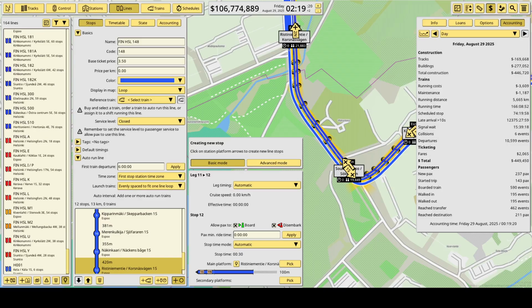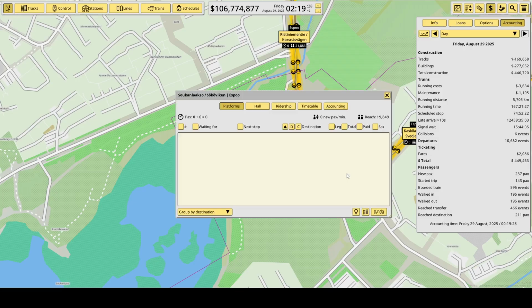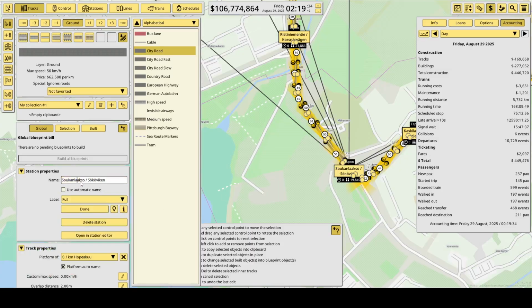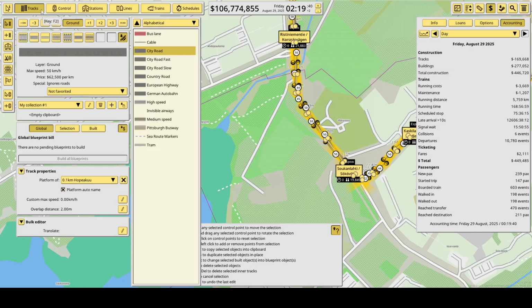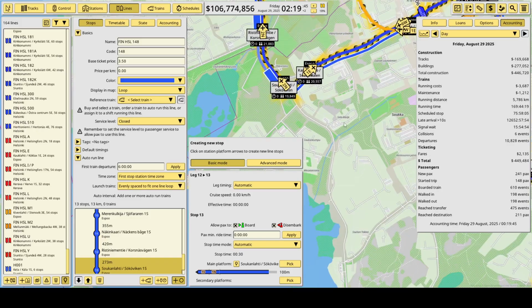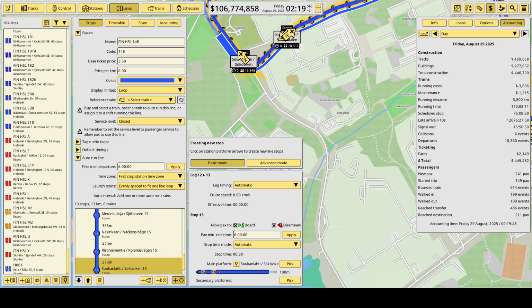So that was Ristiniementie, and then there's Soukanlahti, Sekeviken. So the issue is myself. Thank you very much. Let's rename that there. Go back to the lines. Stop at Soukanlahti, sorry. And from Soukanlahti, we will then be moving on to Kaskilaakso, which indeed. Right.